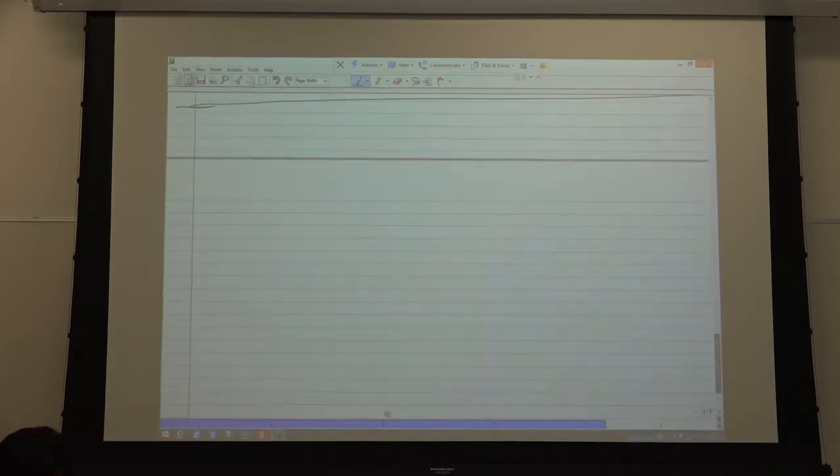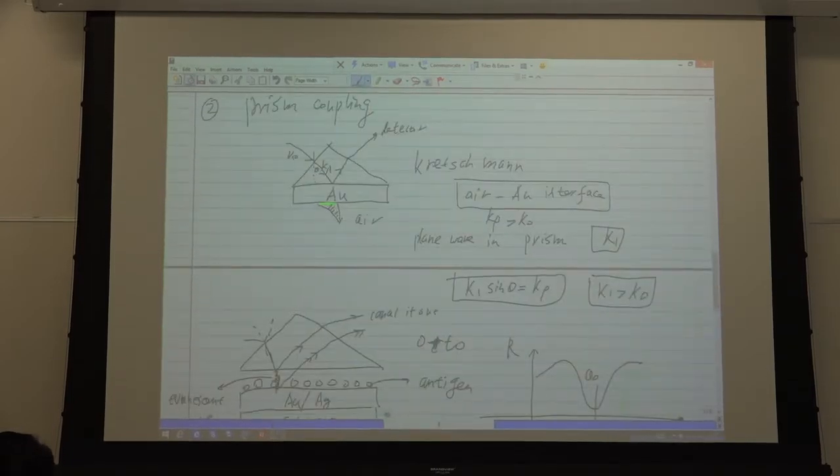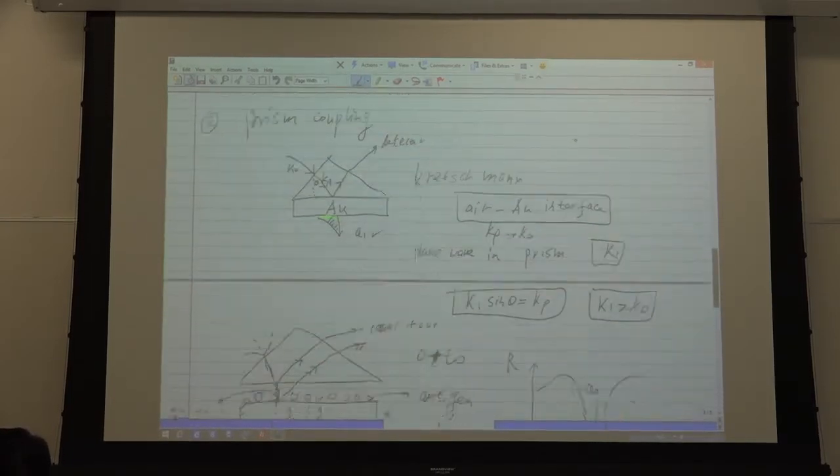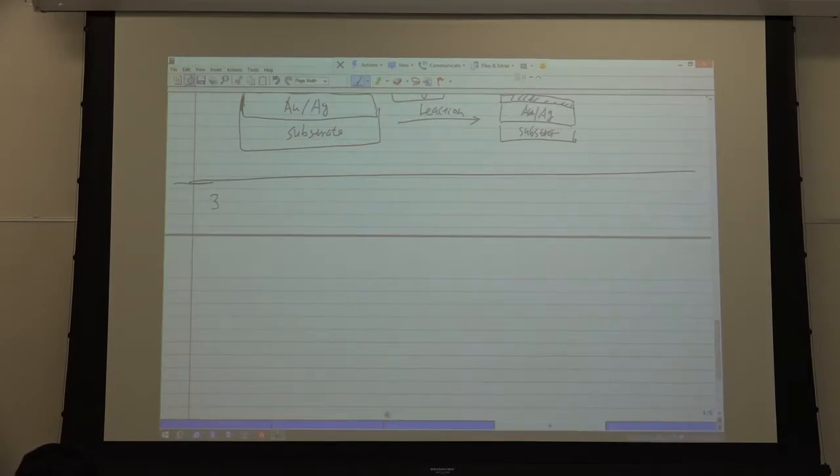Okay. So I finish this part. This is a second way to excite it, right? So first way we use dipole, second way we use prism, how about third way? The third way is to use a grating or periodic structure coupling, or use Floquet mode, or Bloch mode.